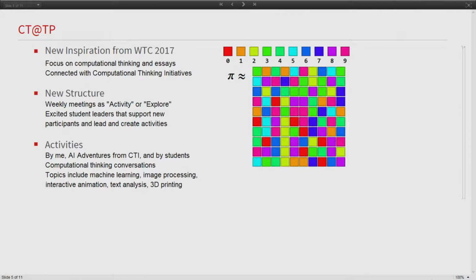And I've saved some of those and put them on our website. We've talked about topics such as machine learning, image processing, interactive animations with Manipulate, text analysis, and some 3D printing. Which reminds me that the prints are getting passed around. So if you haven't seen them yet, you can continue to pass those around.